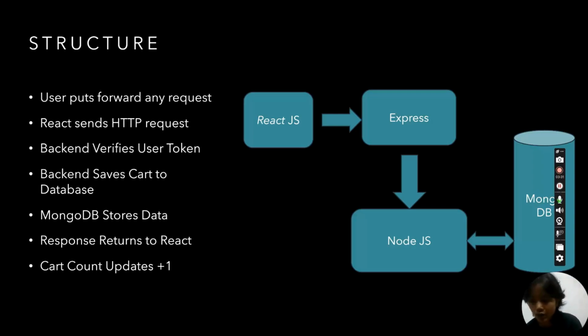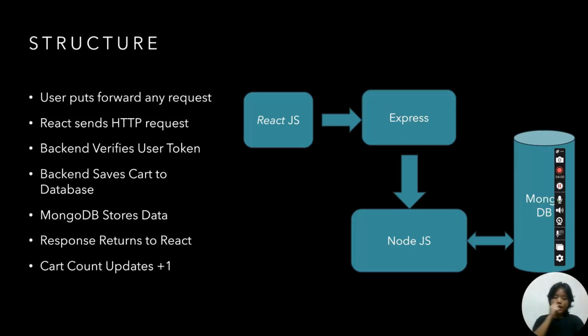The user will put forward a request. React sends that HTTP request to the server, and before the server moves forward with any logic, dealing with data, or giving back any sort of response, first of all, it verifies the user token. That is where the JSON Web Token topic comes in. The backend server verifies it with the JSON Web Token, which is a unique token given to each and every user.